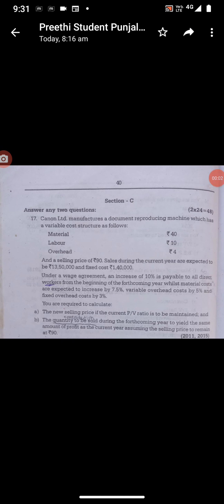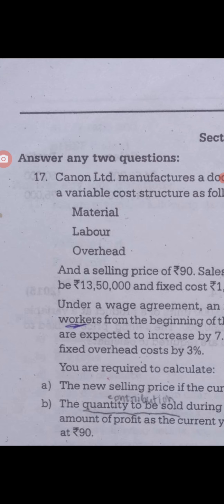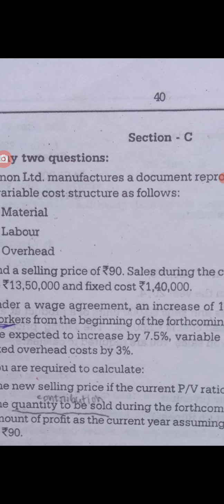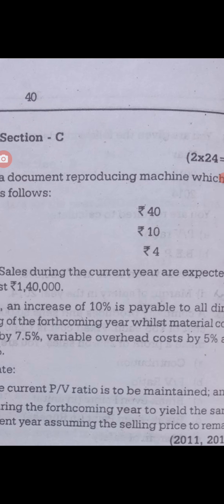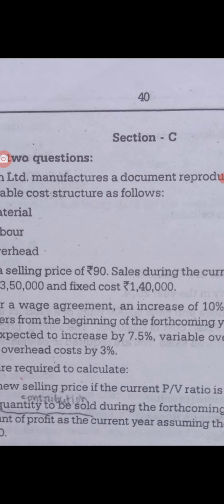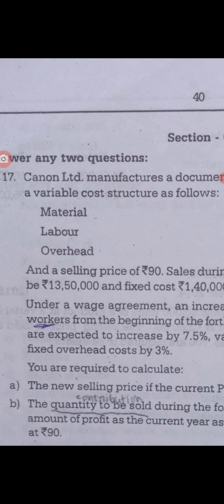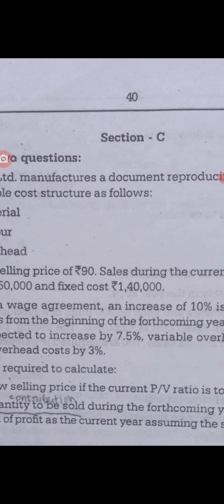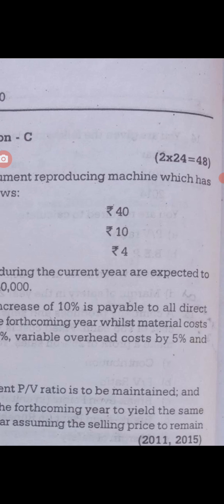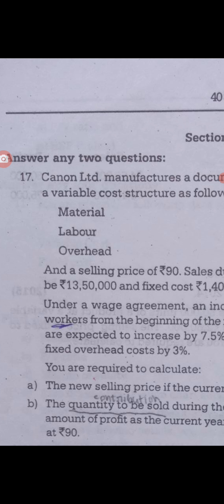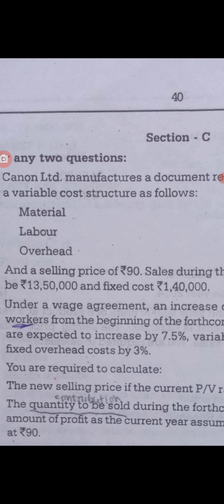Good morning, students. Let us look at one more problem with regard to our marginal costing. Let me read this for you. Canon Limited manufactures a document reproducing machine which has a variable cost structure of material, labor, and overhead, and a selling price of rupees 90. Sales during the current year are expected to be 13 lakh 50,000 and fixed cost is 1 lakh 40,000.